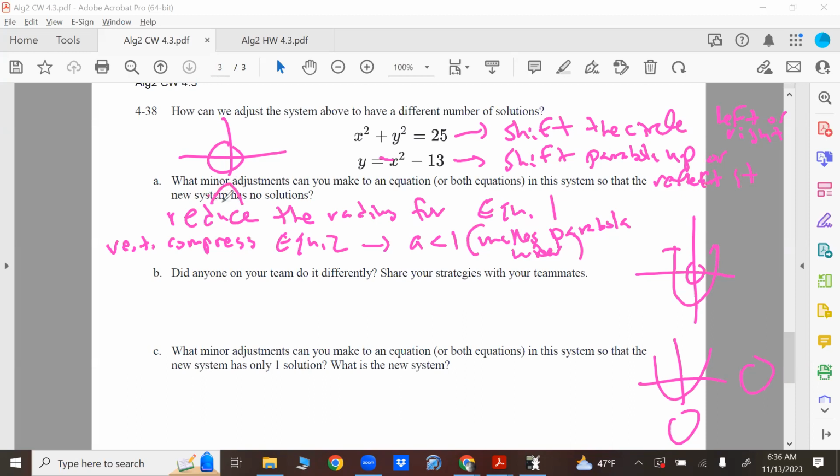Have it open down instead of up. So a lot of different things you could do. So, did anyone on your team do it differently? Well, sorry, I kind of gave that away because I'm not there to run this as a group situation. This is all individual watching videos. But talk to people at your table, see if anyone may have another idea.